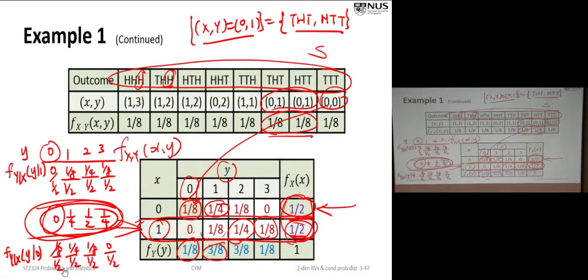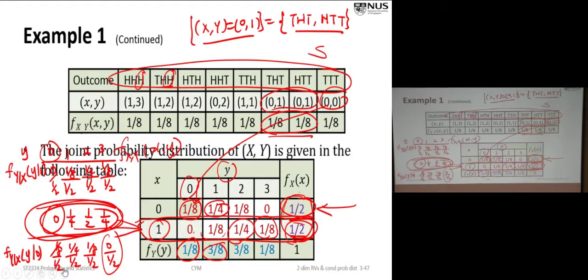So again, you can see that if we know that x equals 0, that means the last flip is a tail. You cannot have 3 heads, at most 2 heads. So you can see that the conditional probability of y equals 3, when x equals 0, is 0. All right, it is 0. So that's how we understand the conditional distribution.